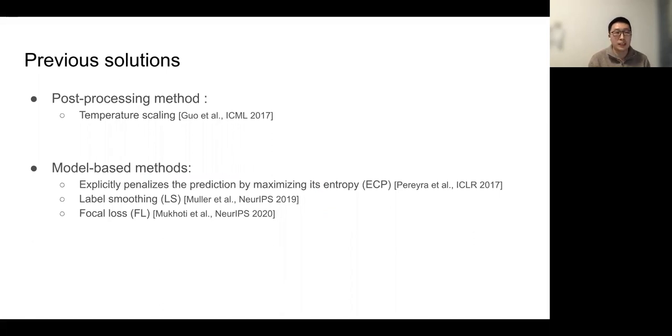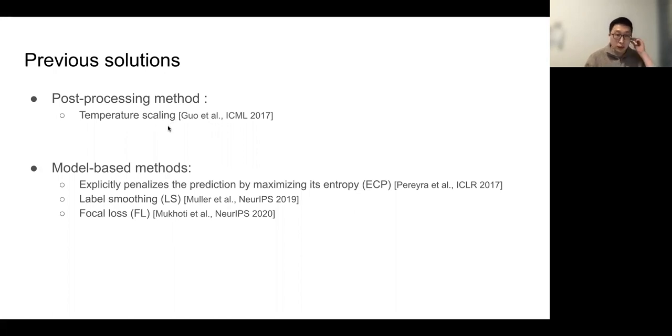Because this topic is actually very hot in recent years, there are already some solutions. There are two families of solutions. The first one is called the post-processing method. It's a simple method, but it's effective to improve the calibration. It actually adds a post-process phase to a trained model. So it doesn't need any actual training, but it needs a validation set to tune the temperature parameters.